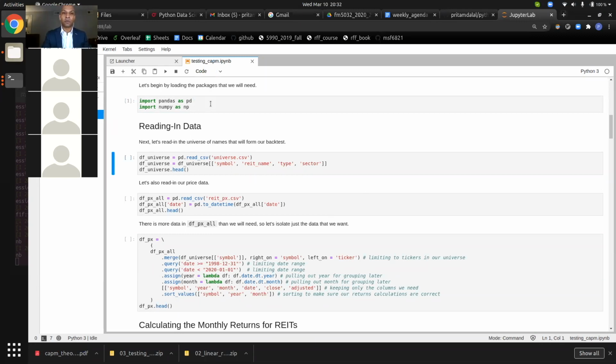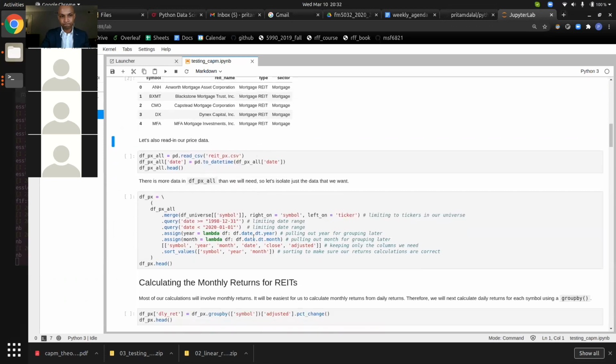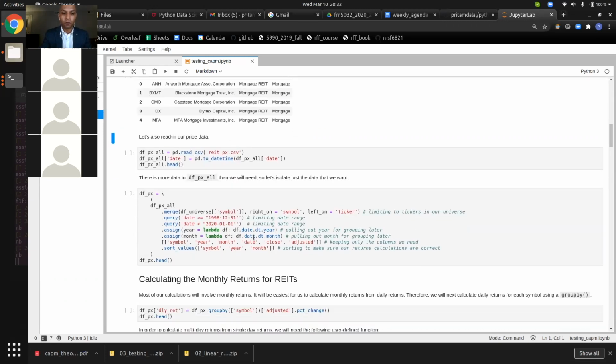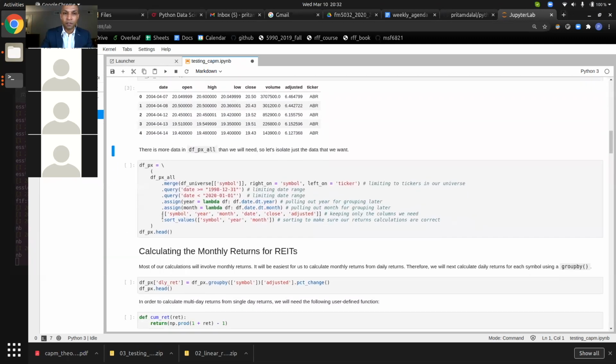Next, let's read in the universe of names that we'll use to form this backtest. So here's all the various REITs. We don't actually end up using the type of REIT or the sector. So let's go ahead and read in our price data. Here we have open, high, low, close, volume, and adjusted for each of our tickers and each of the days. There's actually a lot more data in the price dataframe than we need, so all this code does is isolate the data that we want.